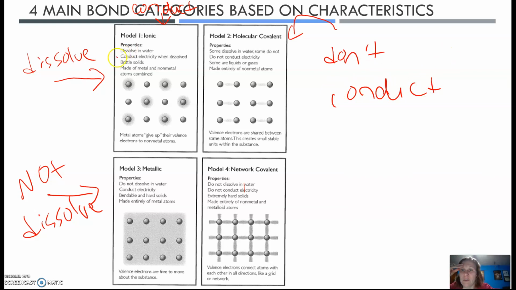So yeah, here we go. Dissolve, dissolve. Do not dissolve, do not dissolve. Conduct electricity, do not conduct electricity. That's the main characteristics, right? I probably just covered my face, but whatever.